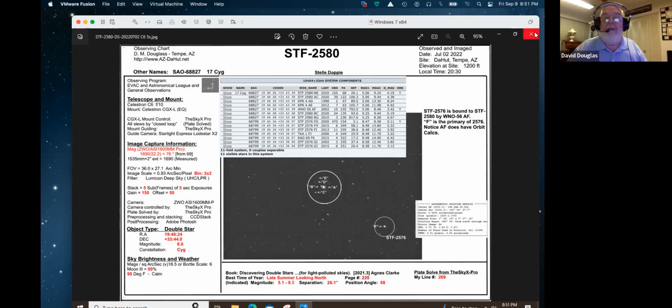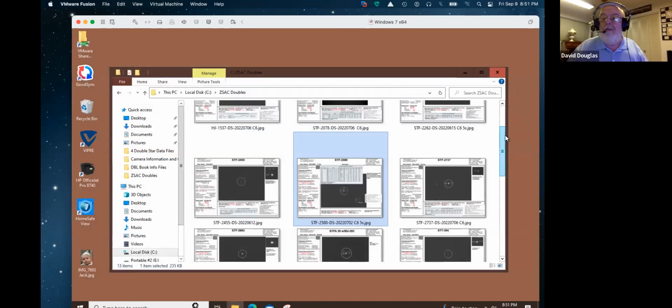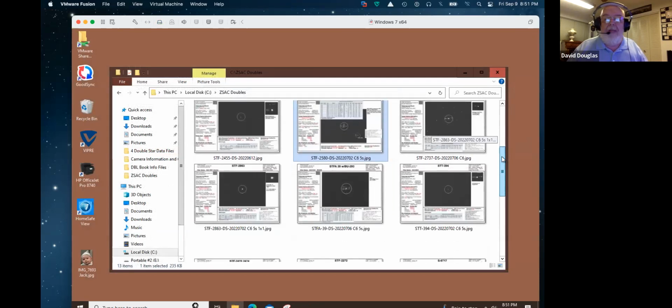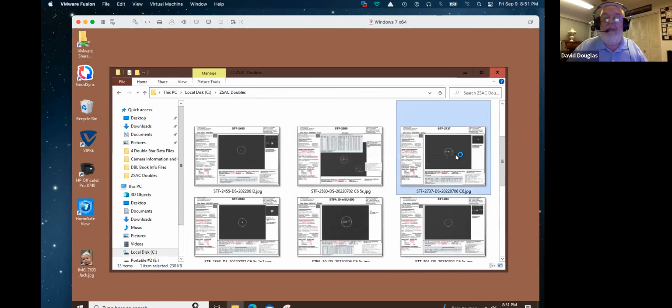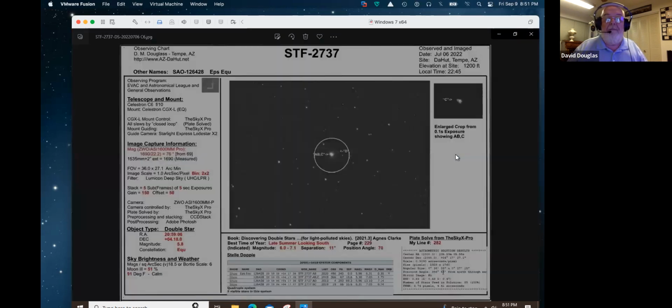Okay. What I'm hoping to do with this is possibly interest some other people into getting into observing of double stars, where they may not have been doing it up until now.